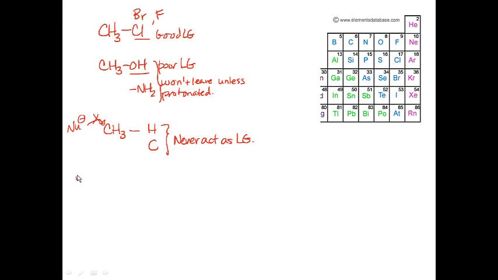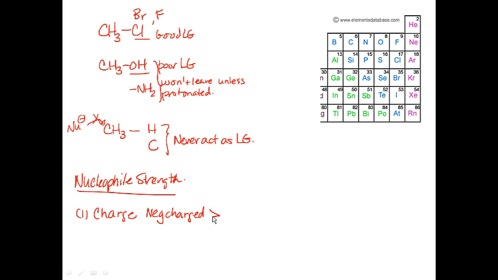So what about then the strength of the nucleophile? So how do we judge nucleophile strength? Well, it turns out that there's three factors that go into judging the strength of a nucleophile. Number one is charge. And so a negatively charged nucleophile is going to be stronger than a neutral nucleophile. So much so that I will call a negatively charged nucleophile strong, and I will call the neutral nucleophile weak.